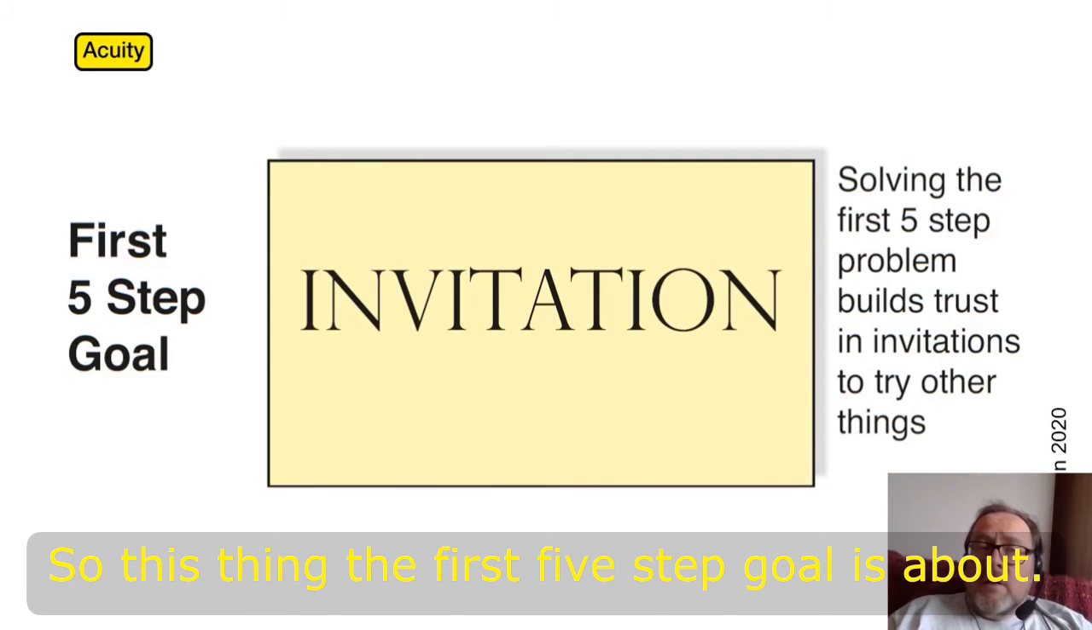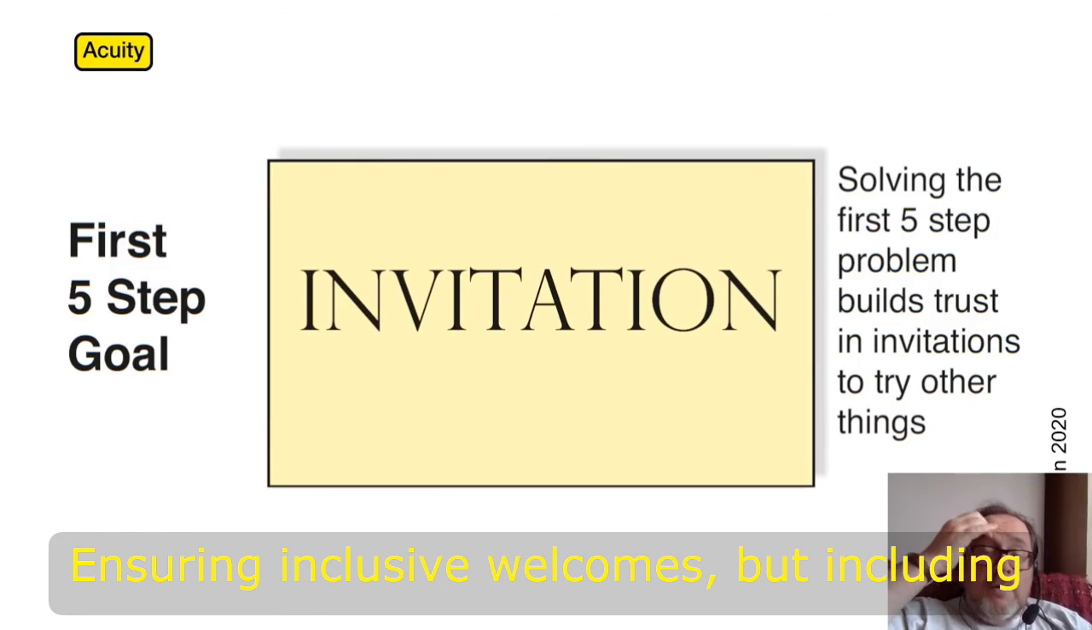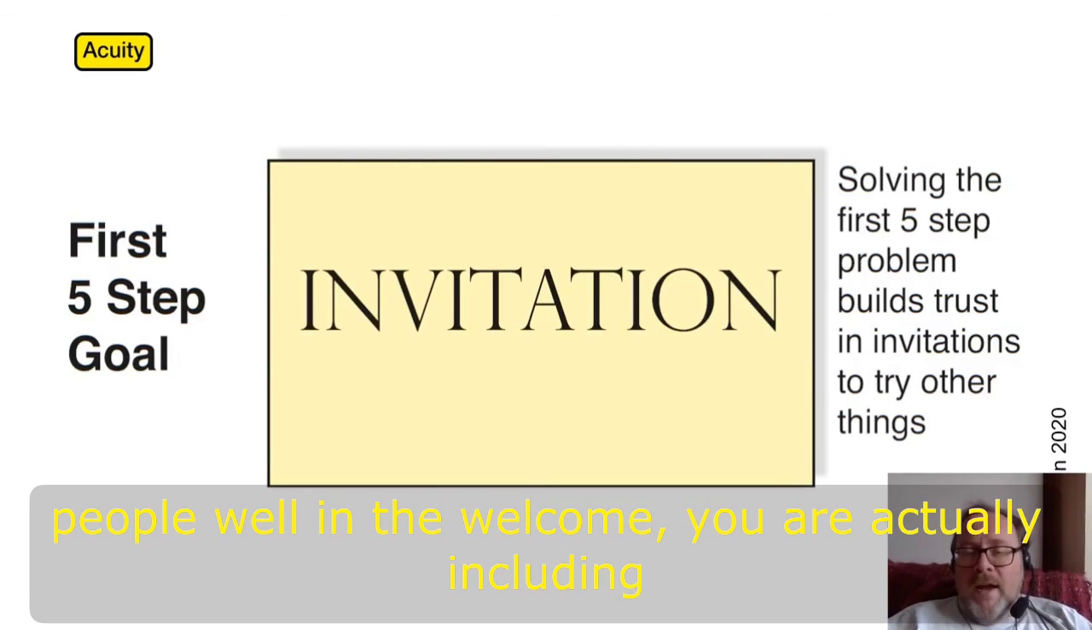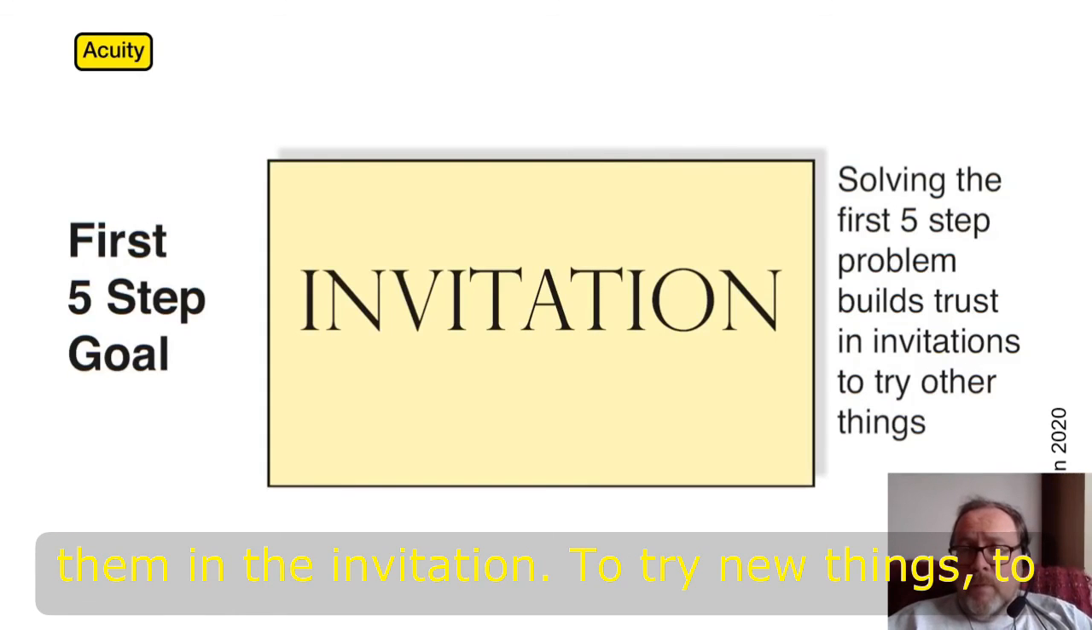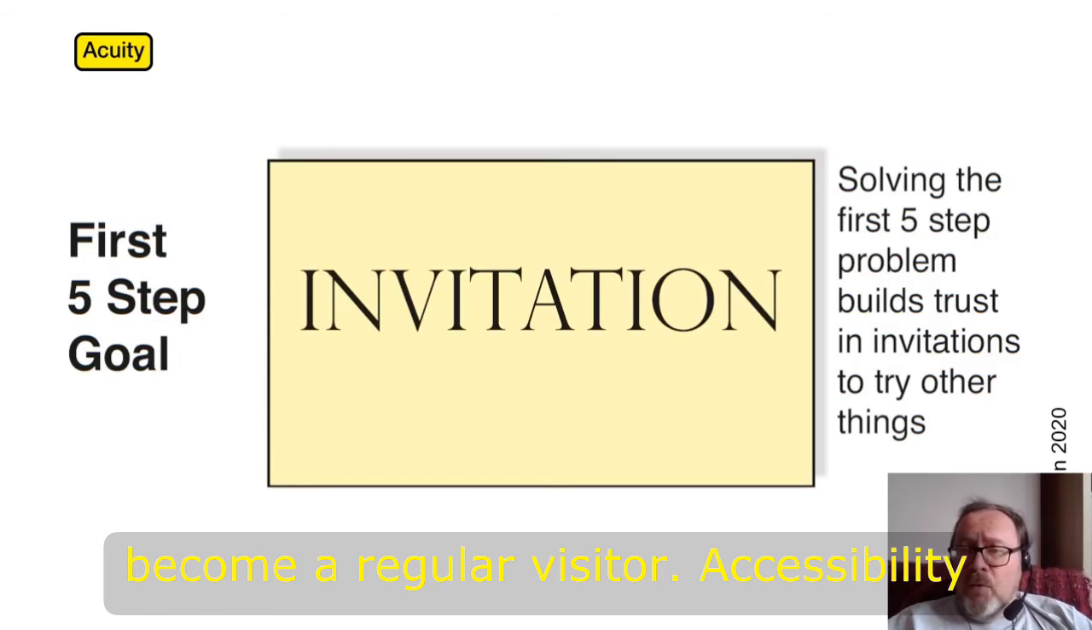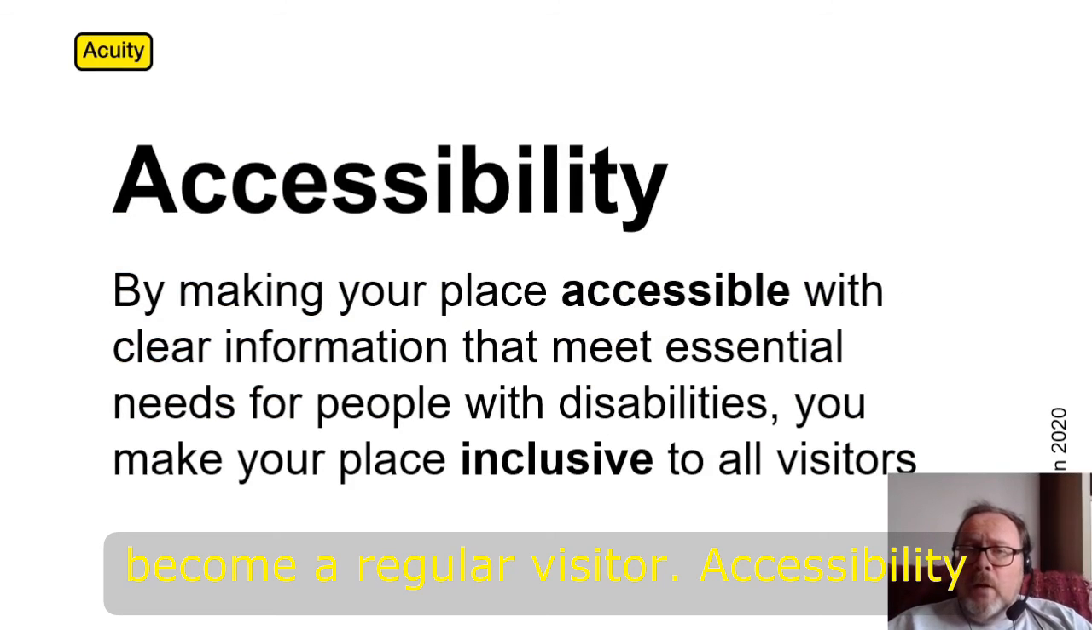So this is the thing. The first 5-step goal is about ensuring inclusive welcomes. But in including people well in the welcome, you're actually including them in the invitation to try new things, to become a regular visitor. And this is the thing.